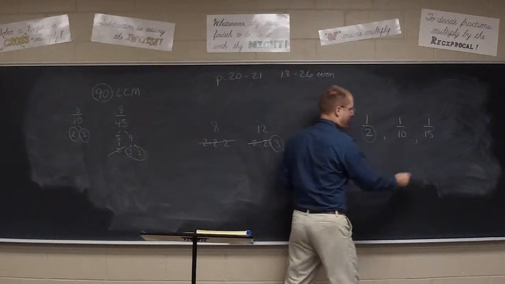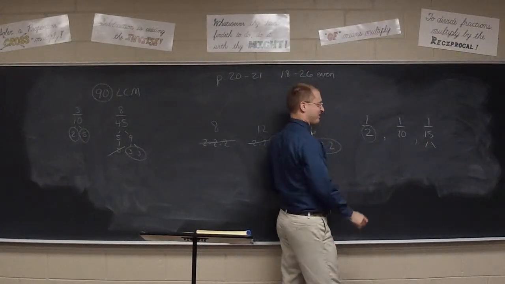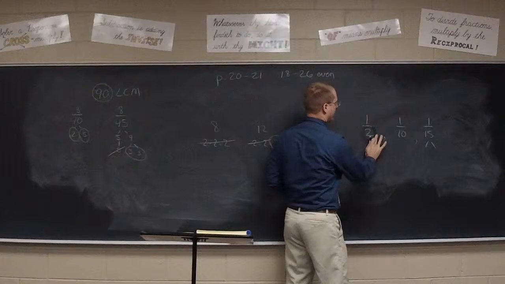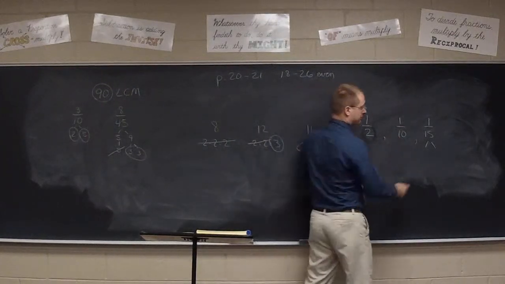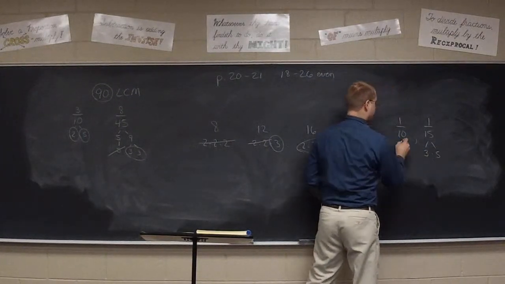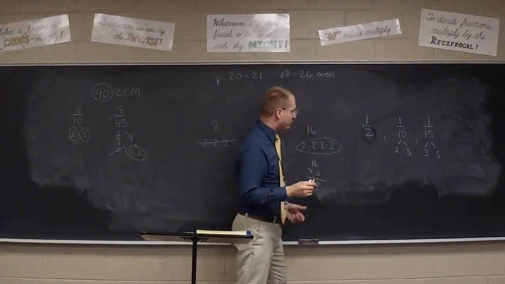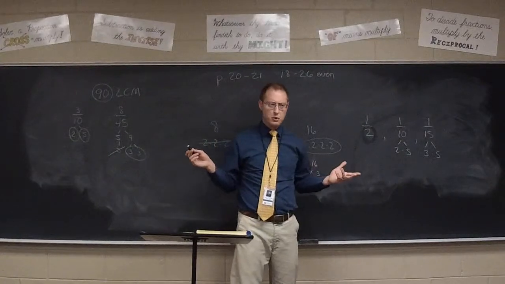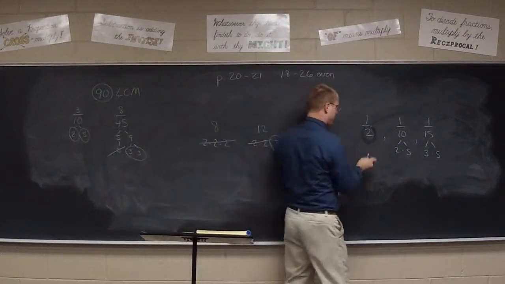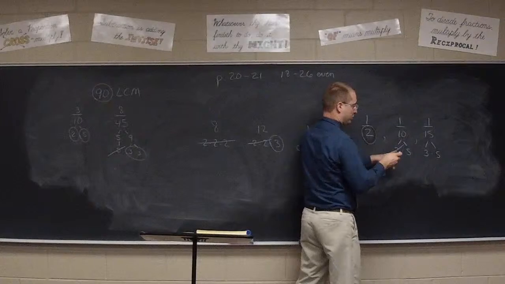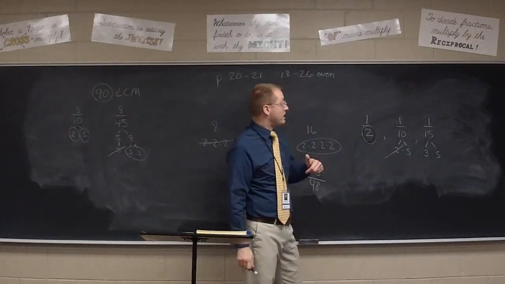Well, 2 is already prime. I won't circle it yet because I don't know if it's a winner. We'll factor the 15, 3 and 5. And we'll factor the 10, 2 and 5. All right, and the winner of the 2s, there's a tie. What do I do? Pick one. It doesn't matter. I already circled him, so I'll circle him again. He's a loser. All right, and then we have a 3.